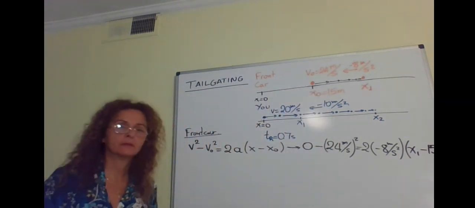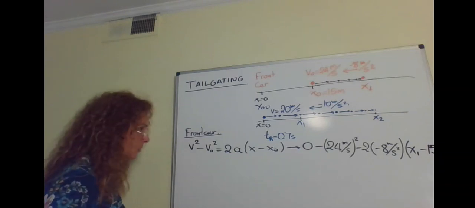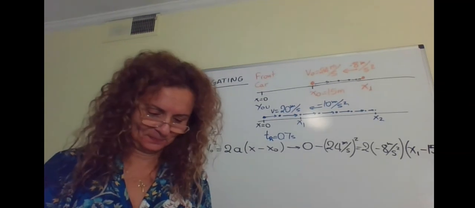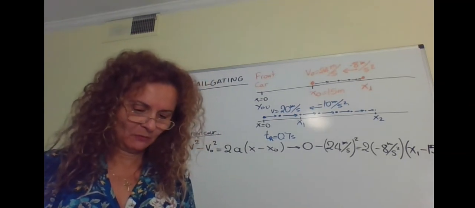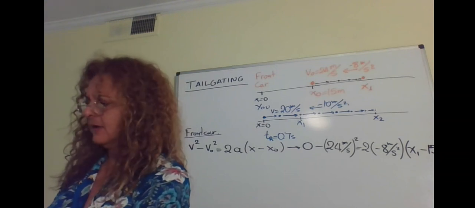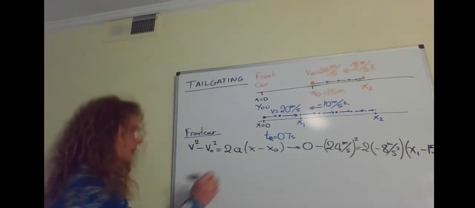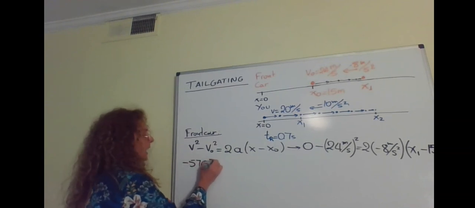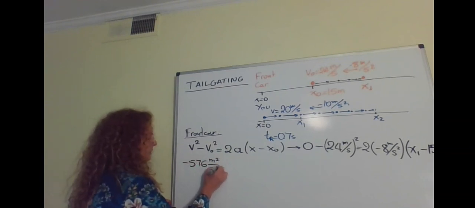So he started 15 meters ahead of you, so that's his initial position. That's what I have, right? So let's see. 24 squared, I should know 24 squared is 576. So negative 576, I use the units.